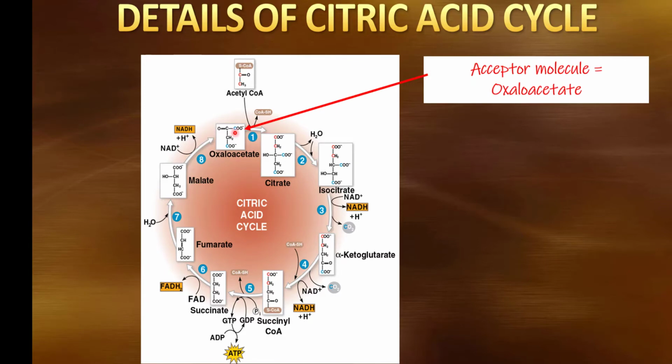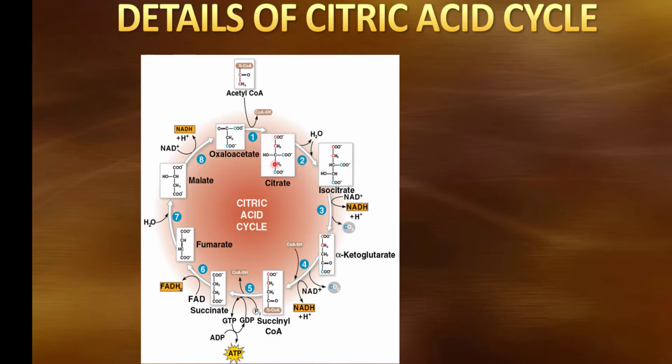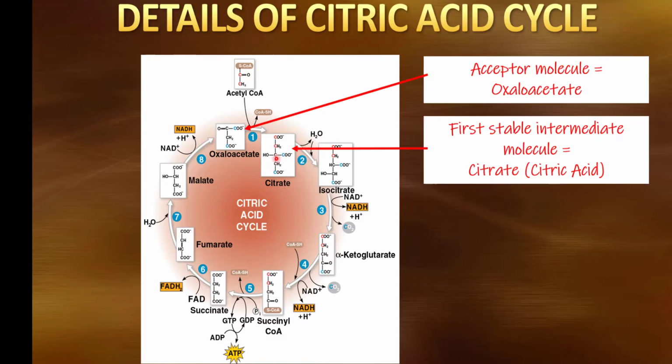So our first acceptor molecule in the cycle is oxaloacetate. We will attach the 2-carbon group off of acetyl-CoA, the acetyl group, to oxaloacetate, which is a 4-carbon compound. That will create a 6-carbon compound, citrate. Citrate is known as the first stable intermediate molecule in this cycle, and that's how we name cycles, is for that first stable intermediate molecule. So that's why this is called the citric acid cycle, because citrate is also citric acid.